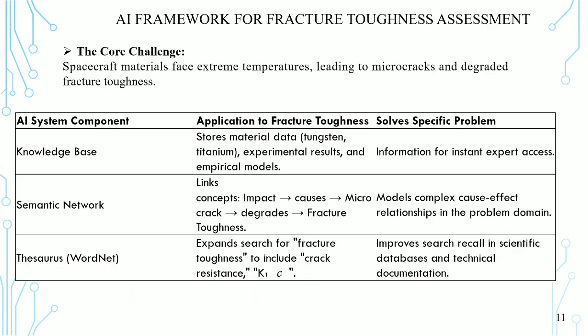So just moving on to the results of my research, the core challenge is that space materials face extreme temperatures that lead to microcracks and degrade fracture toughness. And AI system components like expert systems provide the knowledge base, and it solves a specific problem, for instance, expert assessment, semantic networks that link concepts, and thesaurus like WordNet that improves search recall in scientific databases and technical documentation.